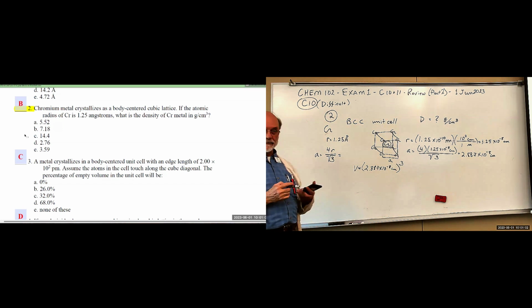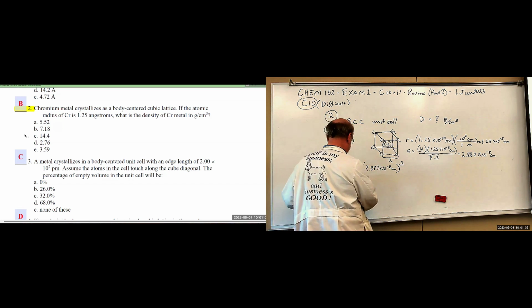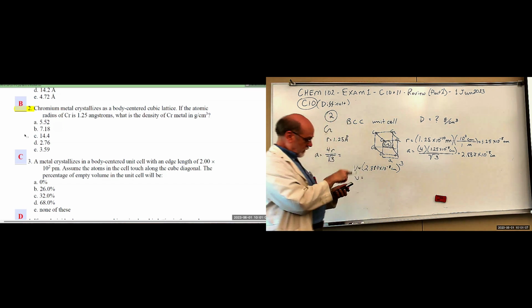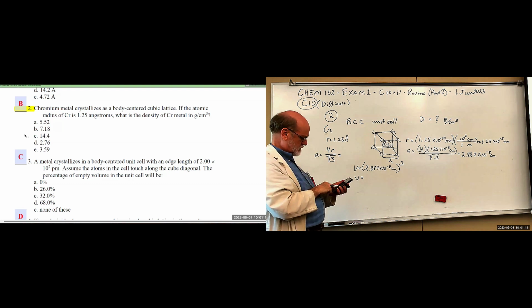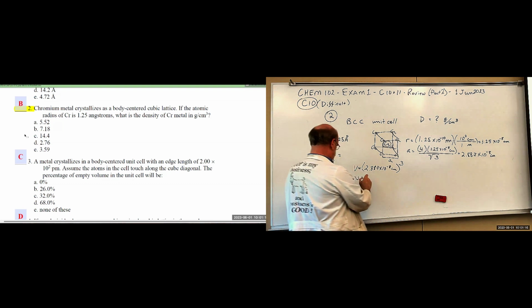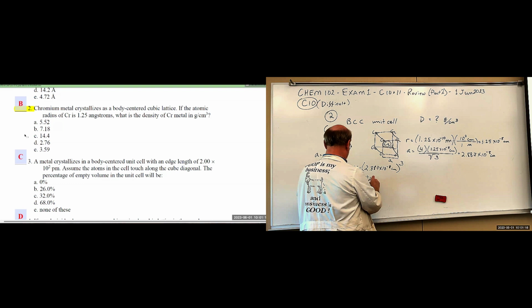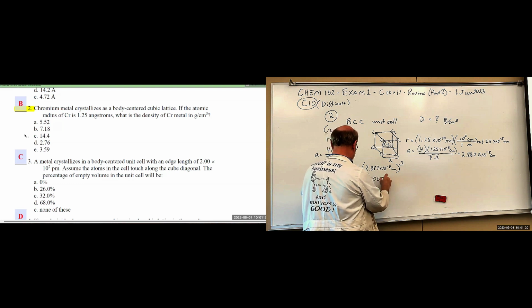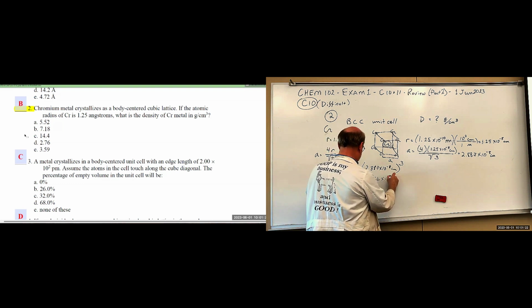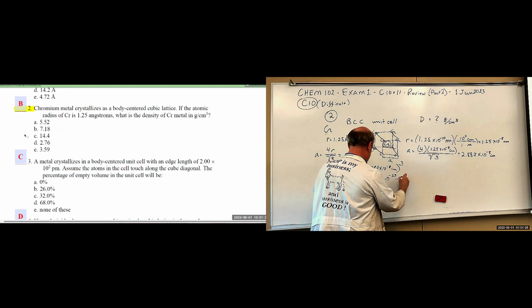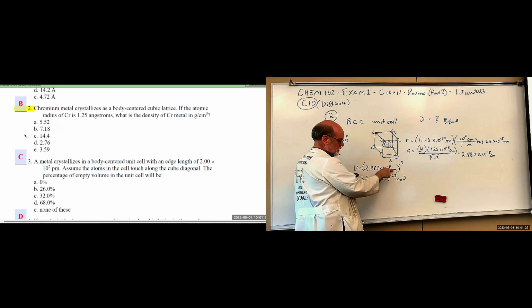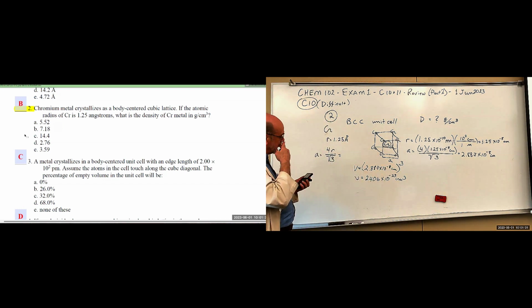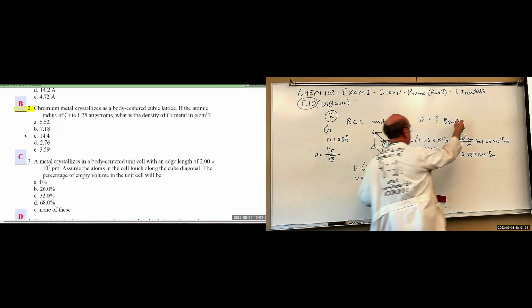The volume of a cube. So I've already got it in my calculator. I just need to put in the power. There, this key right here. And that's 2.406 times 10 to the minus 23 cubic centimeters, right? Anytime you do something to the number, you do it to the unit also. Okay, so we got our volume.